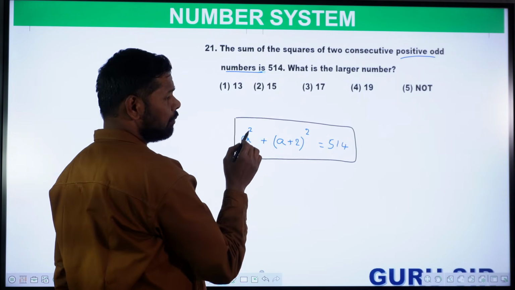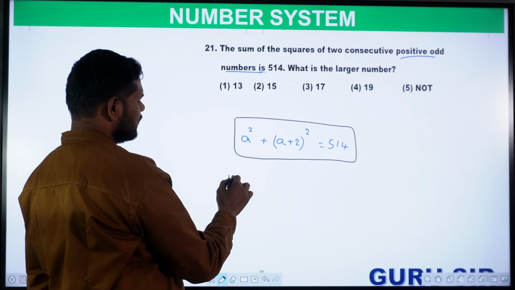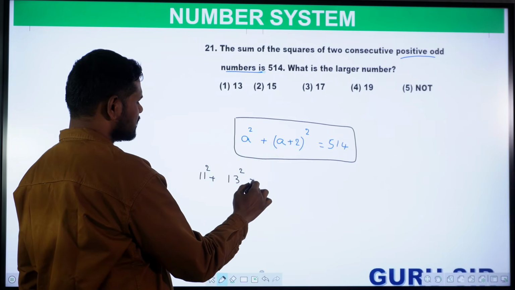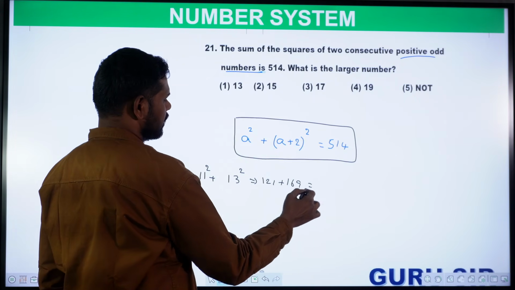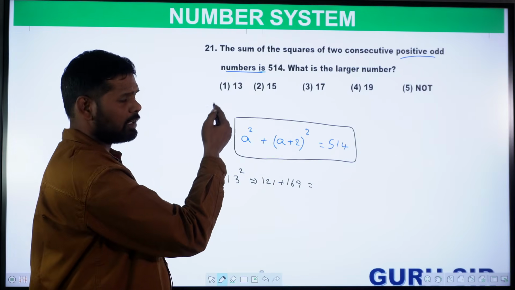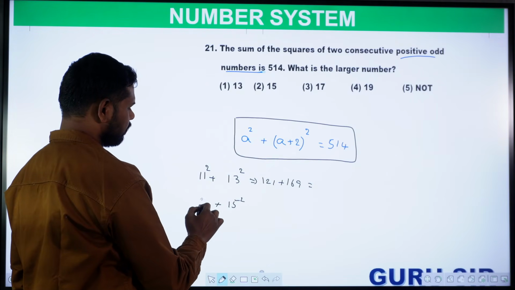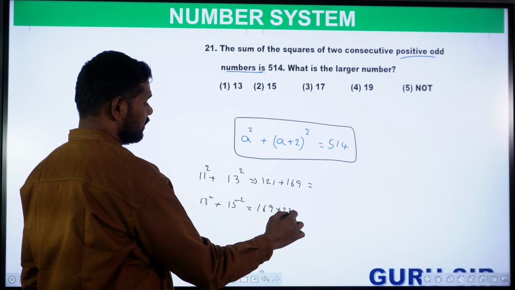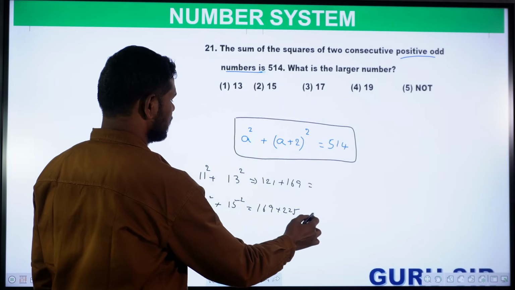No doubt on that. But options are, what is the larger number means, if 13 is the larger number, smallest number is 11. So 11 square plus 13 square is how much? 121 plus 169. It is around 300, not 500. So eliminate. Second, 15 is the largest means 13. Again, 169 plus 225. It is 200 plus 200 means 400 only. Again, it is not correct.